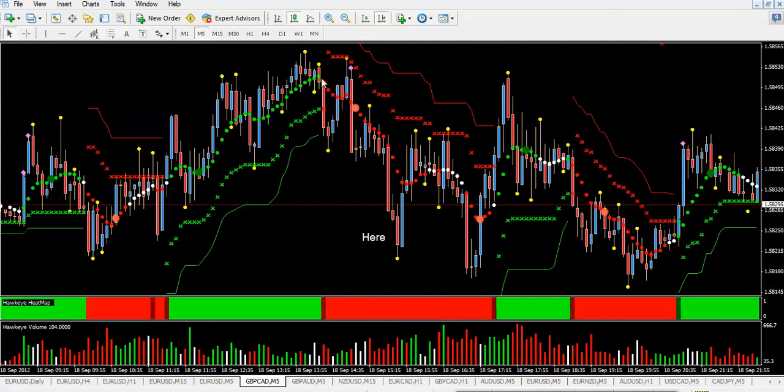So here's where this trend began, then there's a pullback, and I entered the market here, and you have to be patient and wait for the market to stop you out above the crosses, which was here. Okay, so that was a profitable trade, about 9 pips.